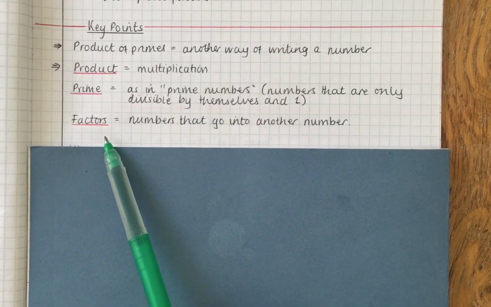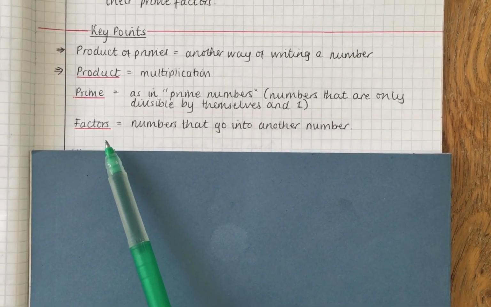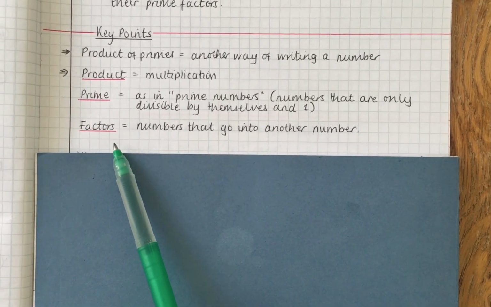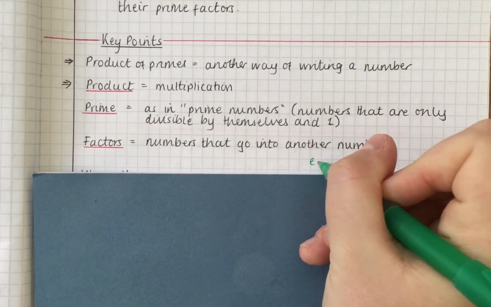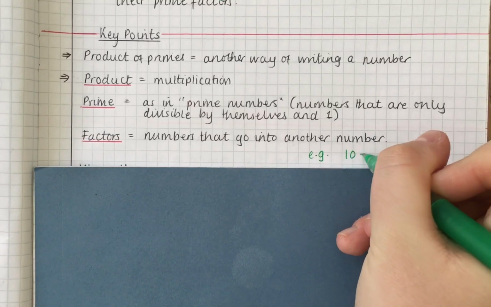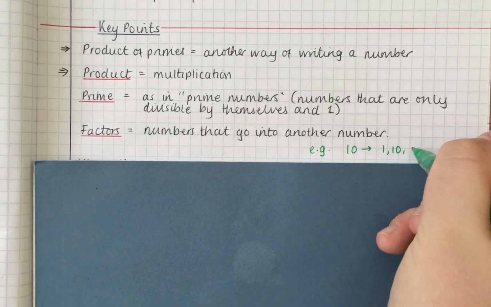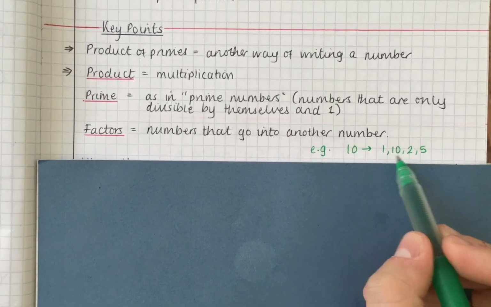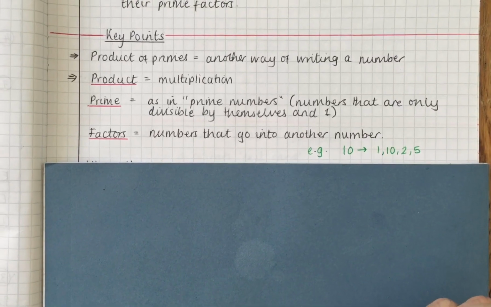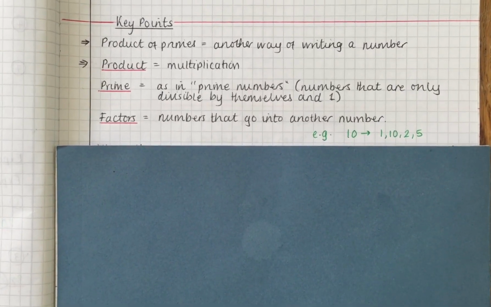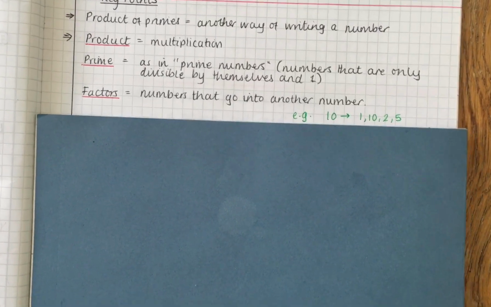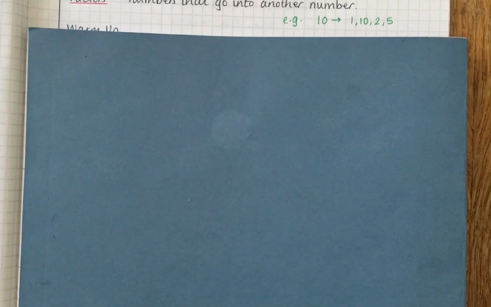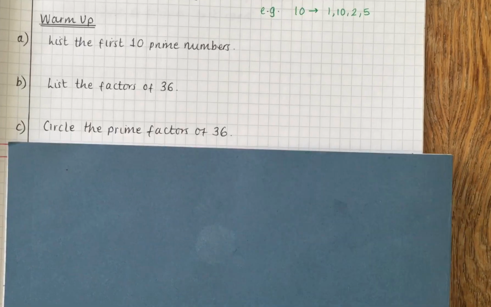And the last key word you need to know is factors. Now, people often get this confused with multiples. They're not the same. Factors are numbers that go into another number. So, for example, factors of 10 are 1 and 10, 2 and 5, because these numbers all go into 10. So before we start looking at product of primes as a whole, we're going to break down what we mean by these key terms and see what they mean in terms of the maths.